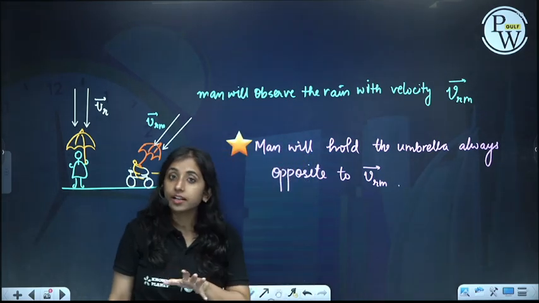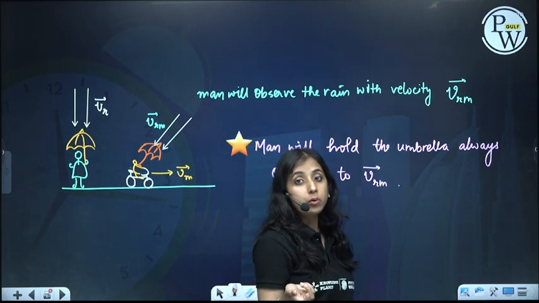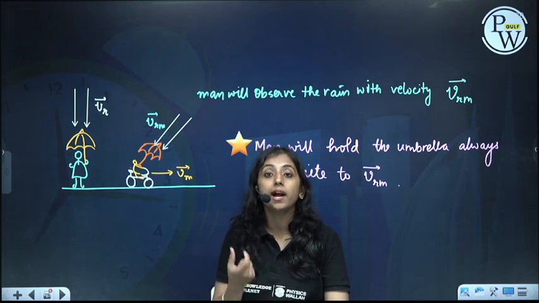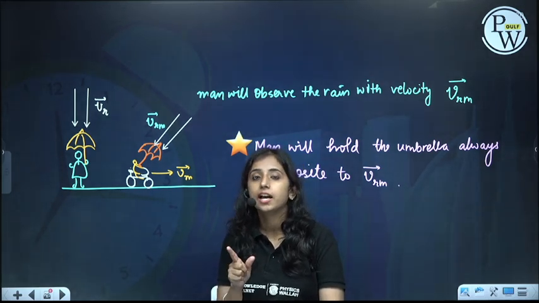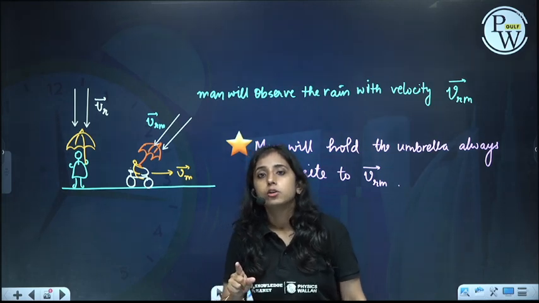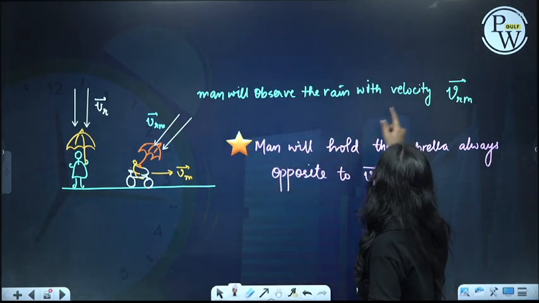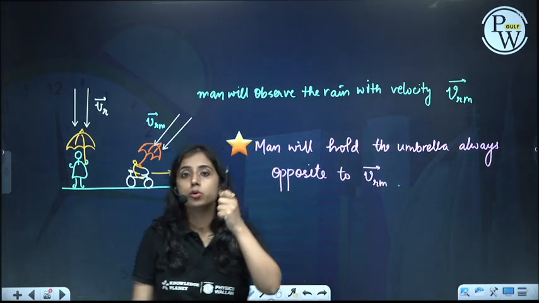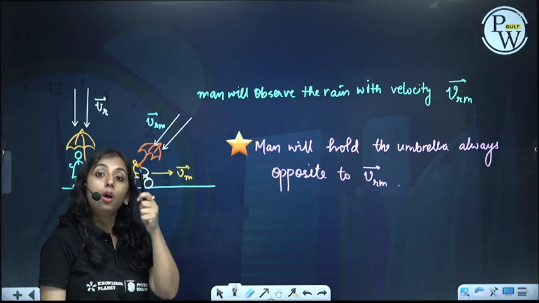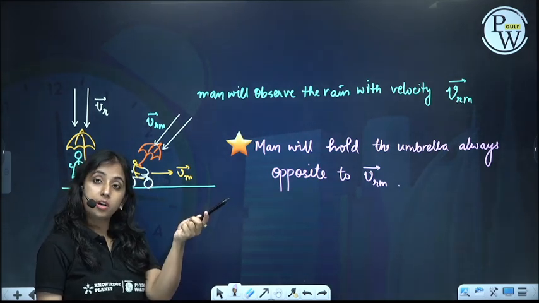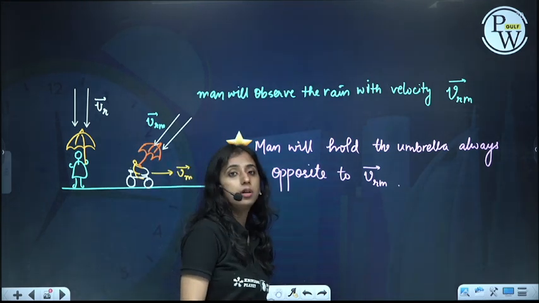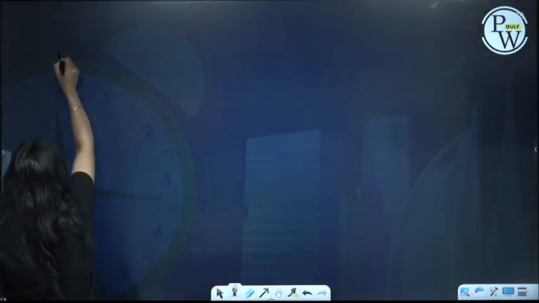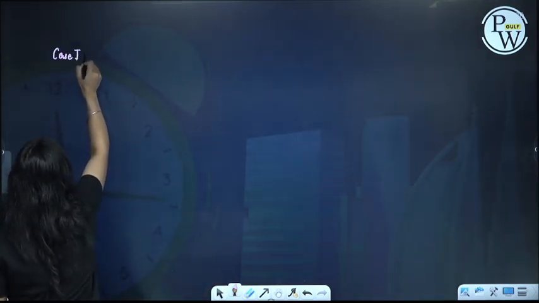So in a rain man problem we have a person who doesn't know in which direction he or she should hold the umbrella to avoid getting wet. We just have to tell the person in which direction to hold the umbrella. So the ultimate concept is, we have to find VRM, because we will always hold the umbrella opposite to VRM. If VRM is downward, hold the umbrella upwards. If it is at an angle, hold it opposite to that. So let's do the first case. Case 1, when rain is falling vertically downward.